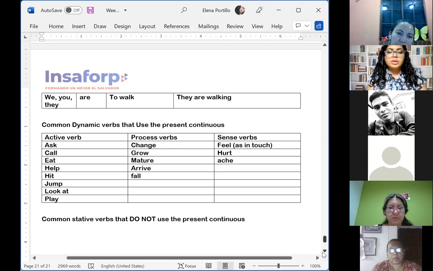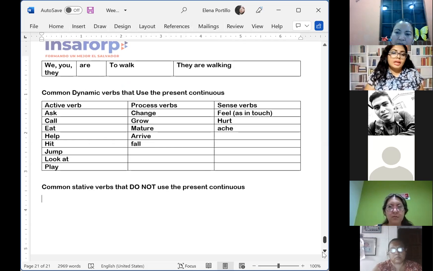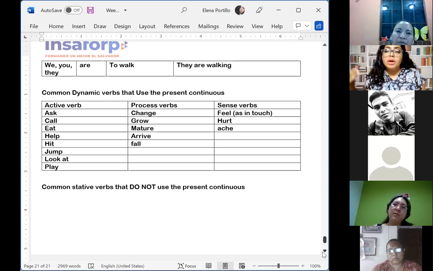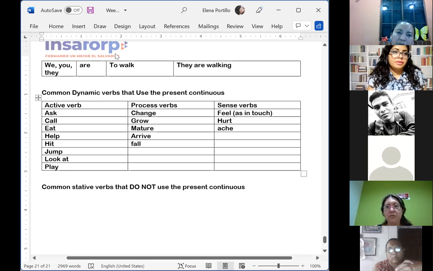So in this case, we are going to see what are these verbs that the present continuous is not going to use, because we need to have or mark this kind of verb. We are going to create this kind of sentences, and we need to know what are the verbs that we are not going to use with this structure. So we have three parts, and we have five.